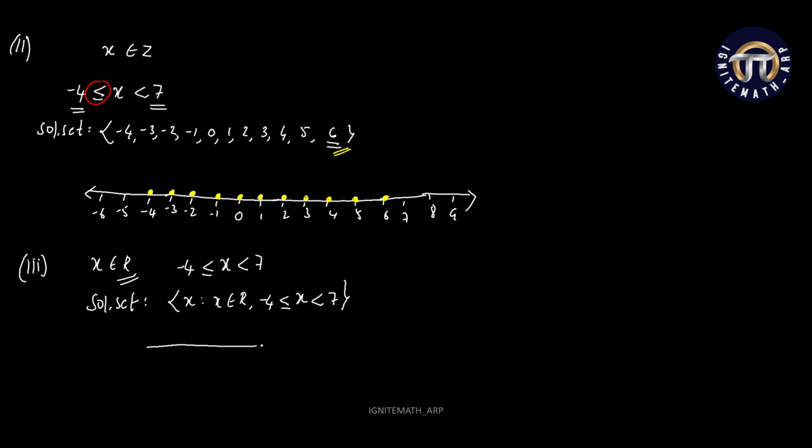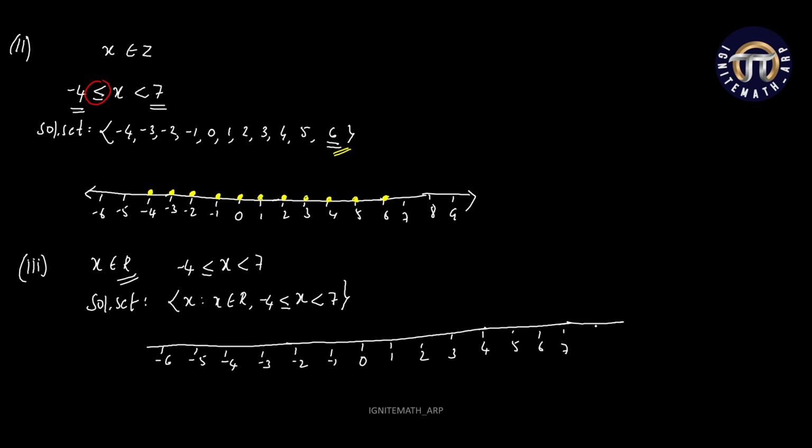So the number line is supposed to be, look at this very carefully children. So minus 6, minus 5, minus 4, minus 3, minus 2, minus 1, 0, 1, 2, 3, 4, 5, 6, 7, 8 and 9. Clear? Okay. So now see the lower limit. Lower limit is minus 4. I'll draw a circle on minus 4, and upper limit is 7. I'll draw a circle on 7 as well.